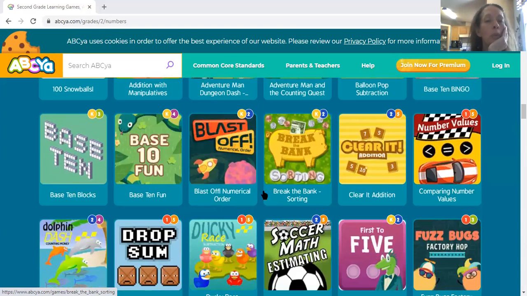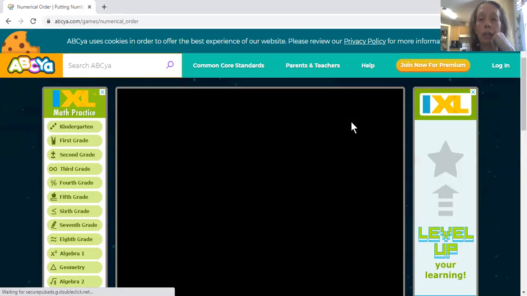And so we're going to try a new one. I've got one here that looks kind of fun. Let's try. Let's go ahead and try blast off because we've been talking, it's about numerical order, and we've been working on counting on, which means counting up, and then switching and counting back, which means counting backwards. So let's see if this will give us what we're looking for here.